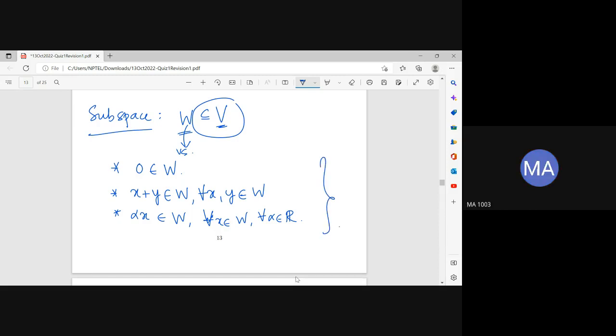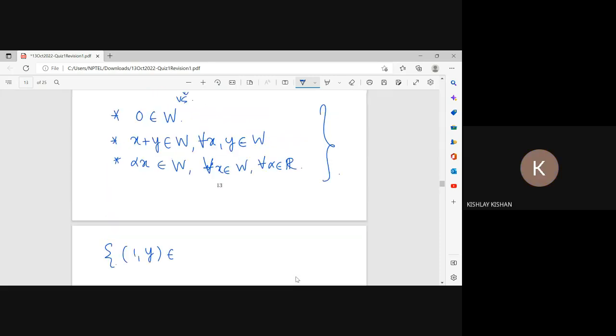Just the 3 conditions for checking if something is a subspace or not. So is this, X plus Y should be in W only, no? You said V. What did you say? Should X and Y be from V? No. You take elements from W, you add them, and the output also should be in W.